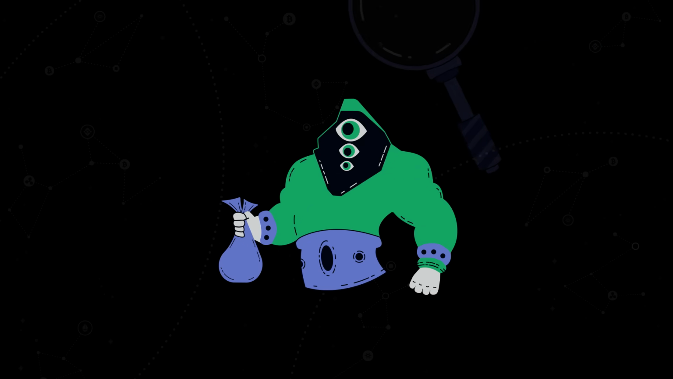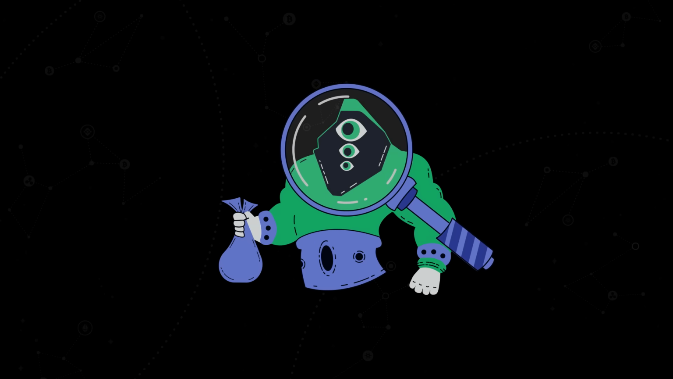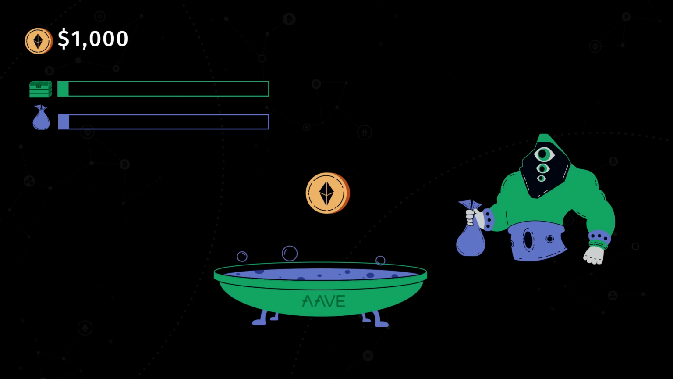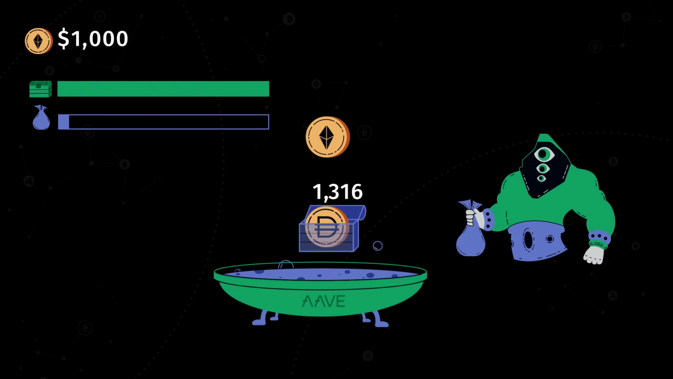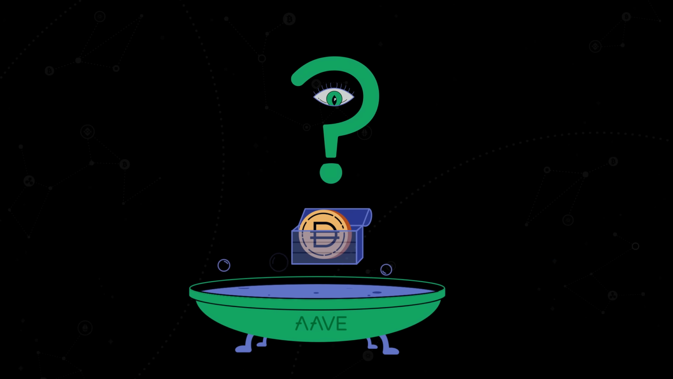Now, let's delve a little deeper and take a closer look at the situations borrowers can find themselves in and the factors they need to pay attention to. With an ETH value of $1,000, Bob has put down 2,000 DAI as collateral. For his 2,000 DAI collateral, Bob has decided to borrow 1 ETH. How much more can Bob borrow with it?